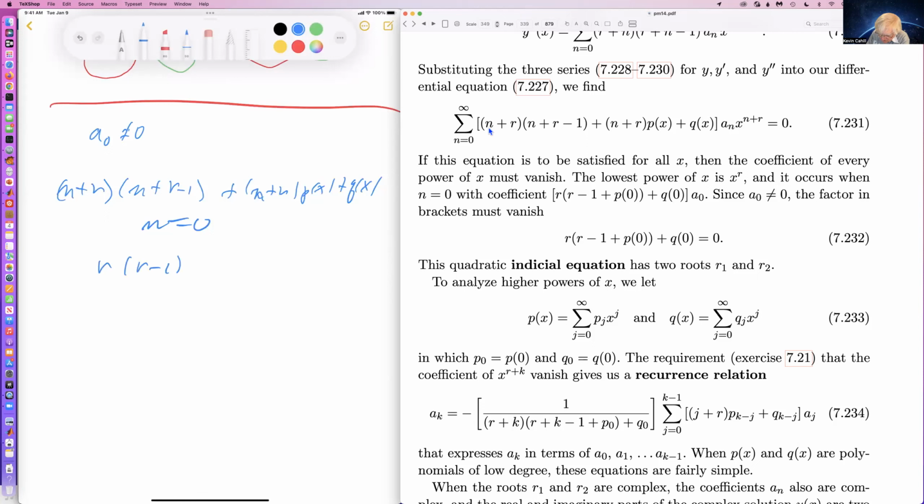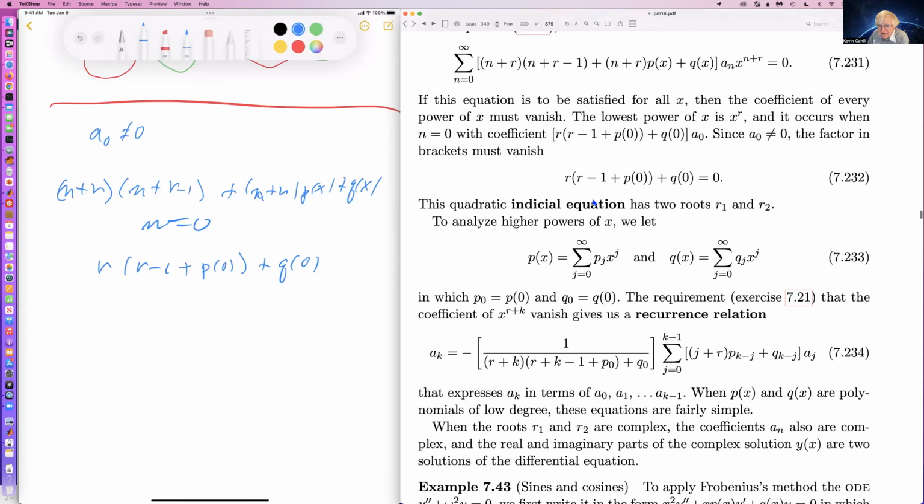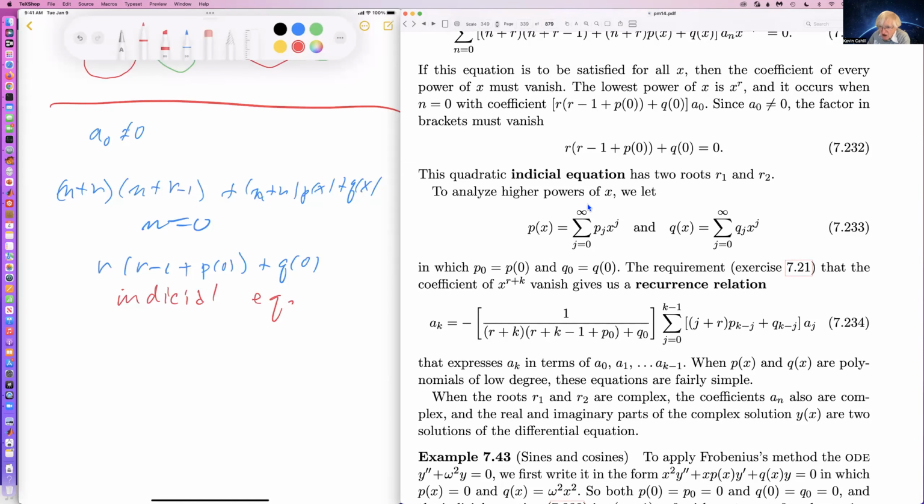Whoops, no parenthesis, hold on. r times (r minus 1) plus p of 0 plus q of 0. So that's what comes from this. And this is a quadratic equation in r, and this is called the indicial equation. And so what you do is you solve for r. And so that's a quadratic equation.